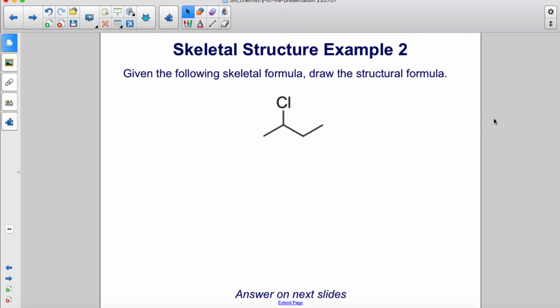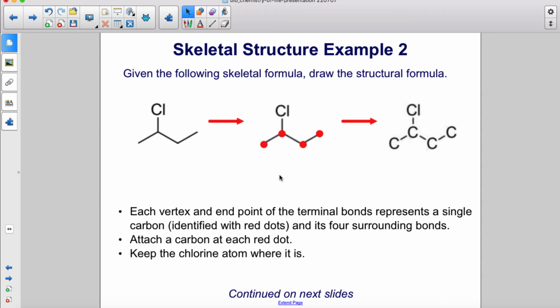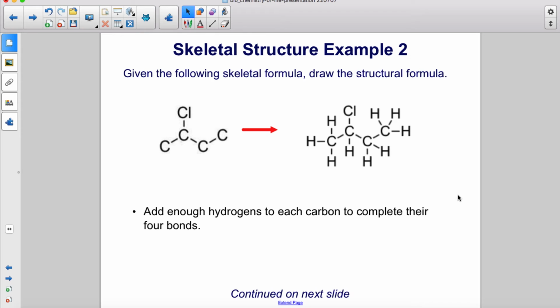Given the following skeletal formula, draw the structural formula. Each vertex and endpoint of the terminal bonds represent a single carbon, identified with red dots, and its 4 surrounding bonds. Attach a carbon at each red dot. Keep the chlorine atom where it is. Then add enough hydrogens to each carbon to complete their 4 bonds.